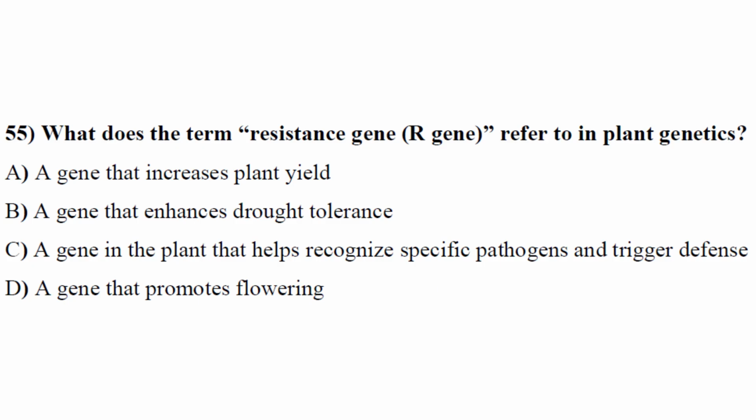55. What does the term resistance gene, R gene, refer to in plant genetics? A. A gene that increases plant yield. B. A gene that enhances drought tolerance. C. A gene in the plant that helps recognize specific pathogens and trigger defense. D. A gene that promotes flowering. Answer: C. A gene in the plant that helps recognize specific pathogens and trigger defense.